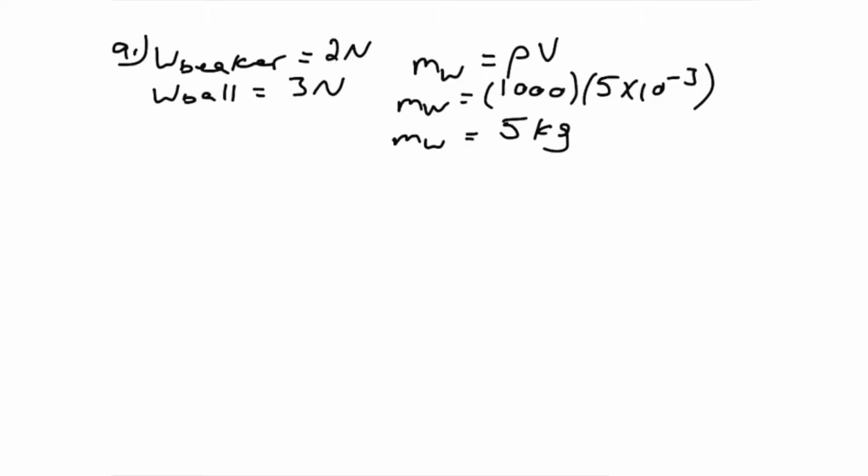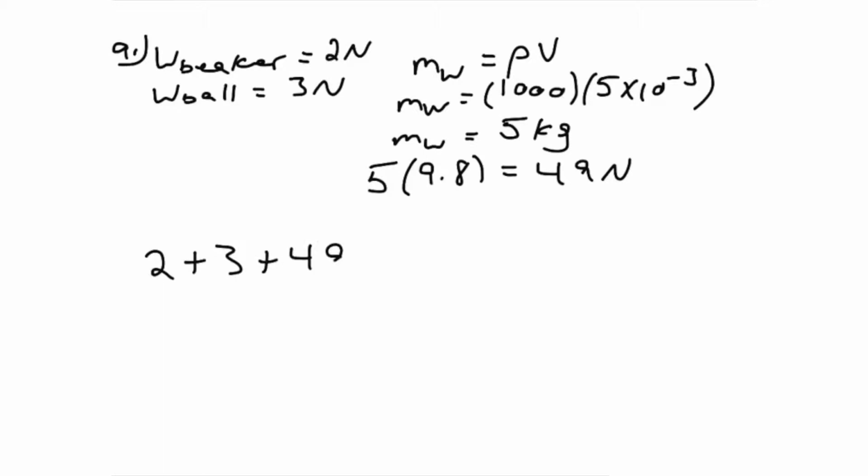Now we need the weight of the water, so we multiply 5 by 9.8 to get 49 newtons, and that's the weight of the water inside the beaker. So to find the total weight, we add 2 plus 3 plus 49, and you get 54 newtons as your weight for the entire system.